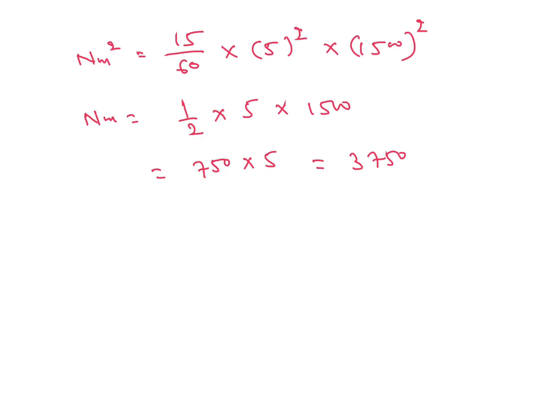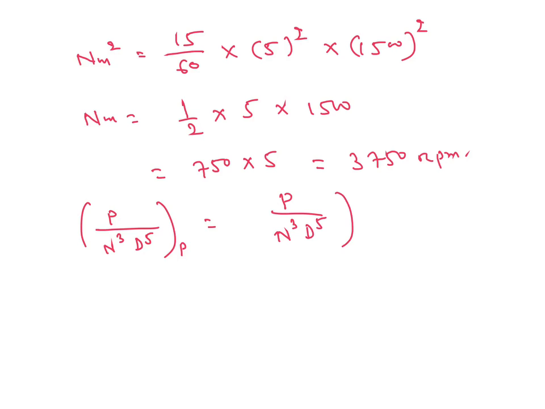Then from power formula, P by N cube D to the power 5 of prototype equals P by N cube D to the power 5 of model. PM we have to calculate. First we got model NM. PM is PP into (NM by NP) whole cube into (DM by DP) whole to the power 5.